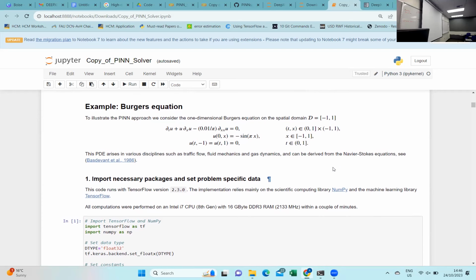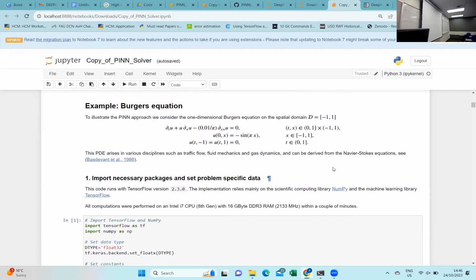So to quickly show the implementation of the PINNs, how easy it can be in some cases, I'm going to share this material, the material that is attached to the work. So you go ahead and apply this methodology to the Burgers equation.